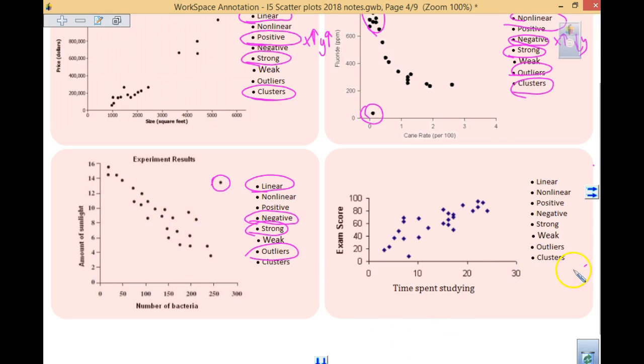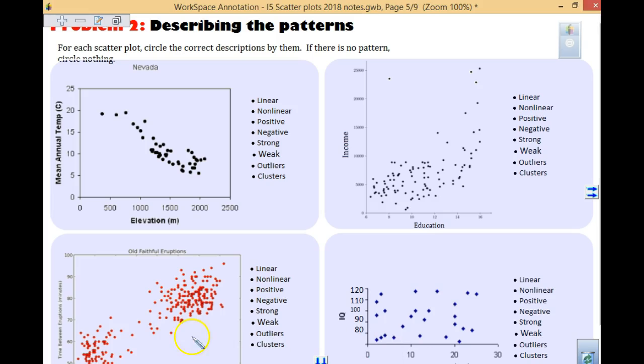All right, how about the last one before we go to lunch? Someone tell us. Go, Jason. Linear. Positive. Weak. And definite clusters. Kind of have a cluster here. Maybe a couple more. Really not any outliers as you are looking.